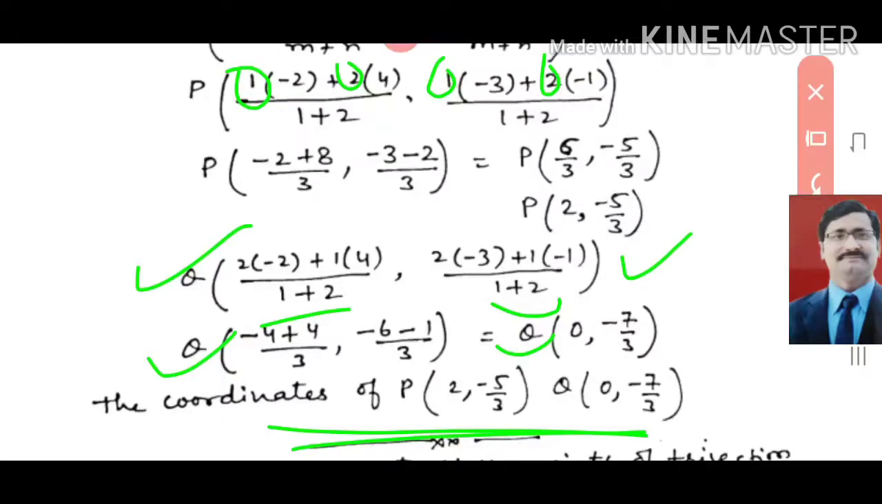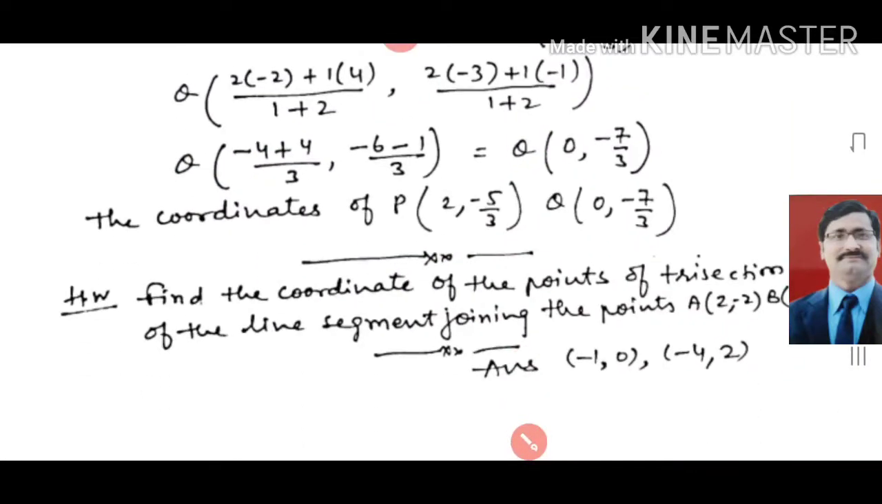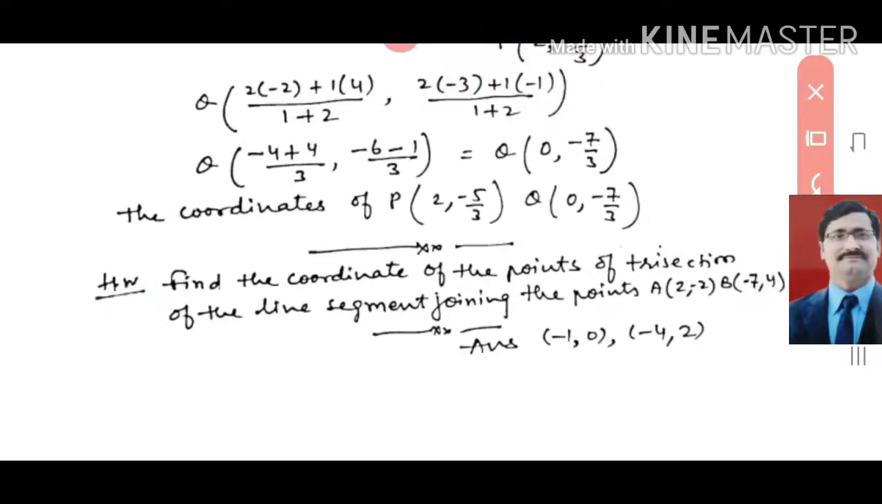Look, these points trisect the line segment AB. So all of you understand this. This is a very important question and many times given in the board exam also. On that we will do one homework also. Find the coordinates of the points of trisection of the line segment joining the points A (2, -2) and B (-7, 4). You will get the answer (-1, 0) and (-4, 2).